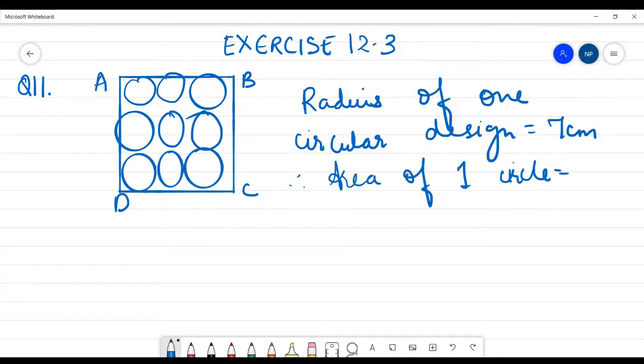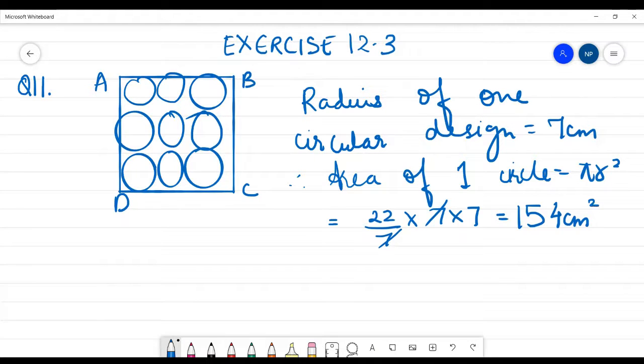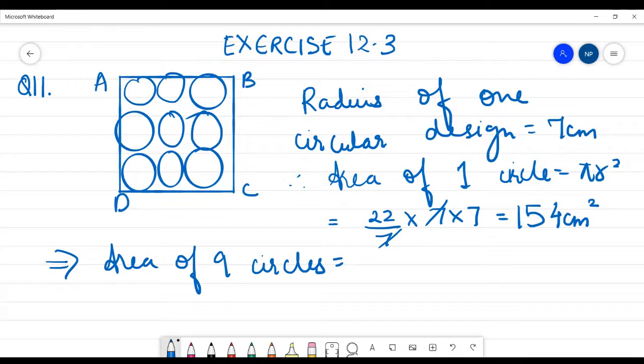So the area of one circle is pi r square. This will be 22 by 7 into 7 into 7. 7 gets cancelled. We have 154 centimeter square. So if area of one circle is 154 centimeter square, this implies area of 9 circles will be 9 into 154, that is 1386 centimeter square.